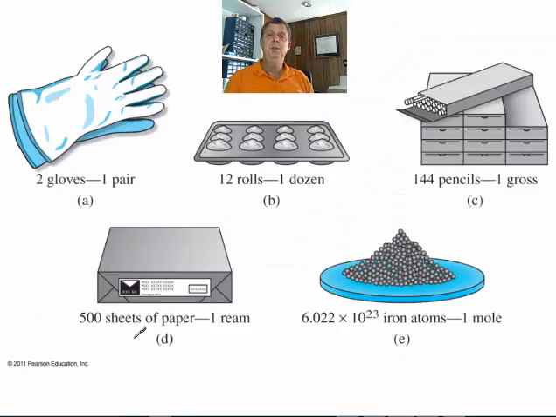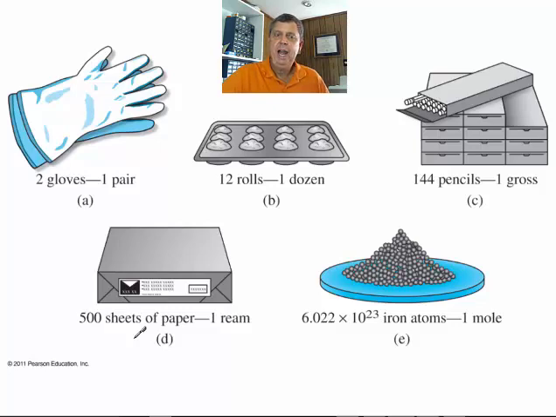This is an example from a different text I've used, and I've used this example a lot because it again shows how moles can be described incorrectly. And this is pretty bad in my opinion, but other than that, it's a decent text. I just think this leads to confusion. This is what it states. 2 gloves is a pair. 12 rolls is a dozen. 144 pencils is a gross. 500 sheets of paper is a ream. 6 times 10 to the 23rd atoms is a mole.